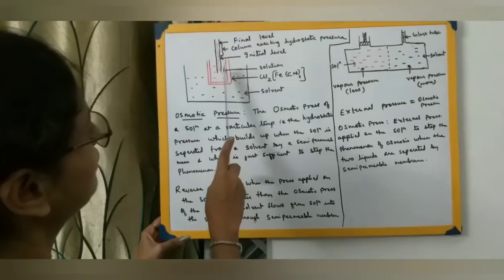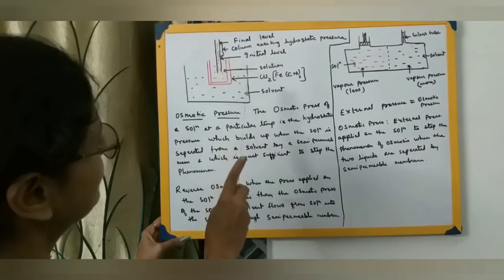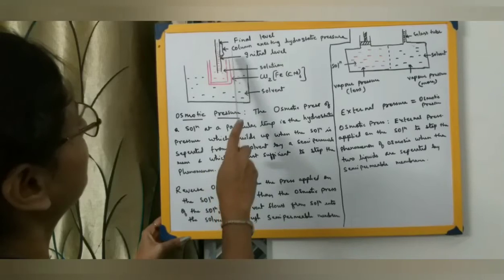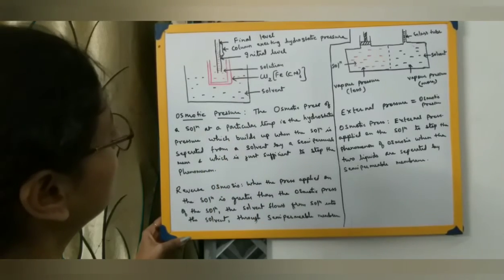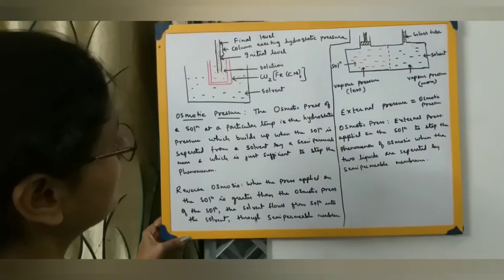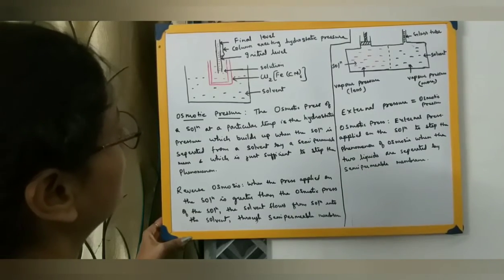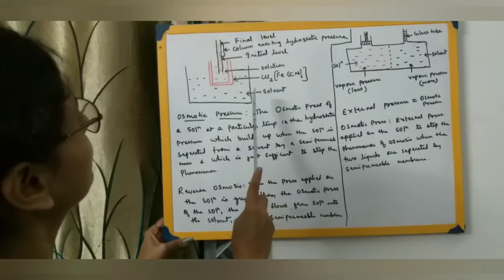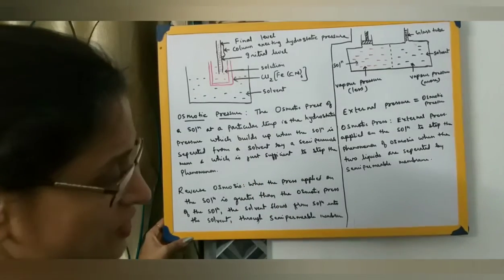That means here we have the solute as well as the solvent molecules, and here we have only the solvent molecules. Now this has been separated by a semi-permeable membrane. This semi-permeable membrane is a chemical membrane made up of copper ferrocyanide. Now what will happen? As you have studied, osmosis.